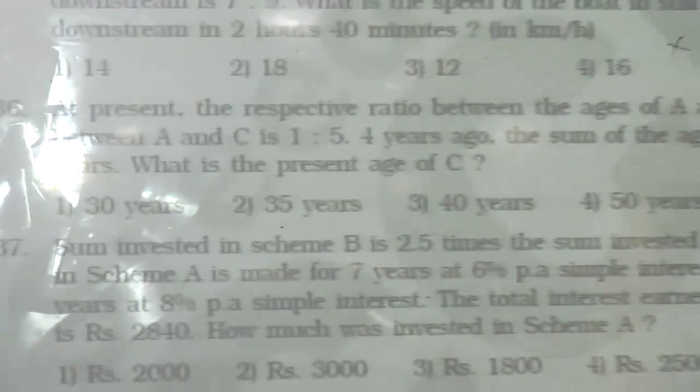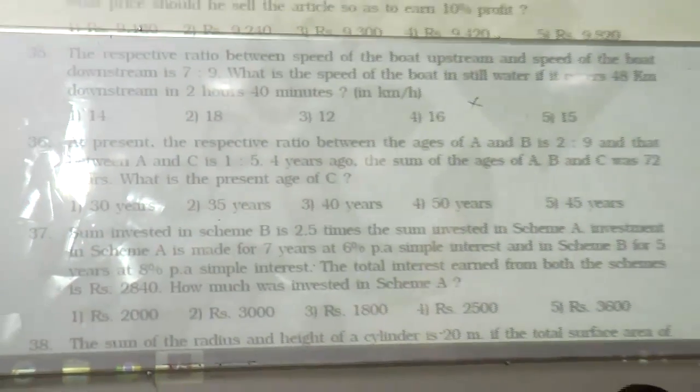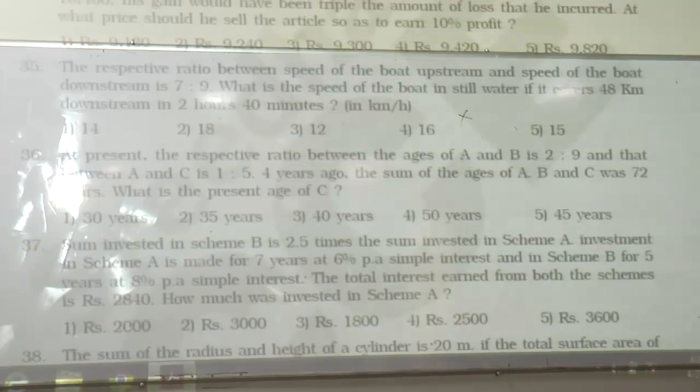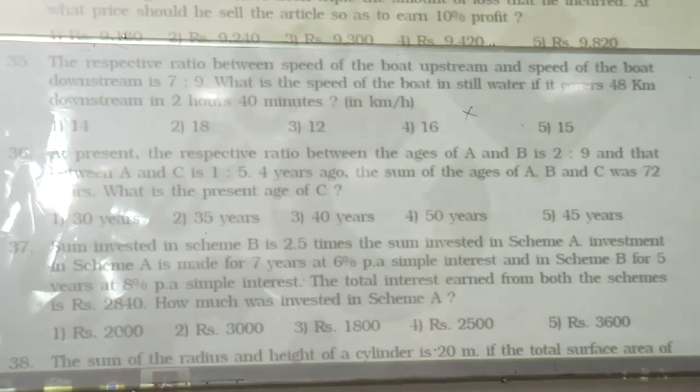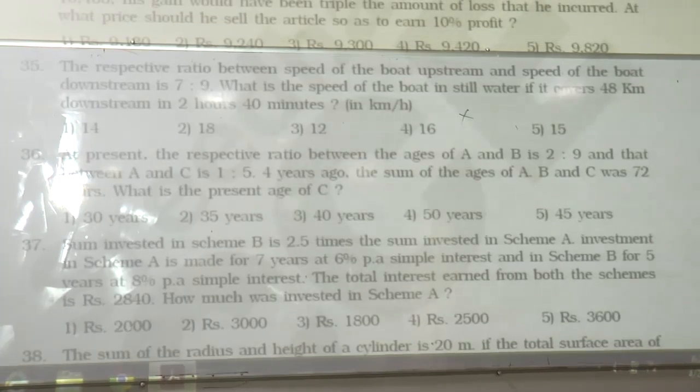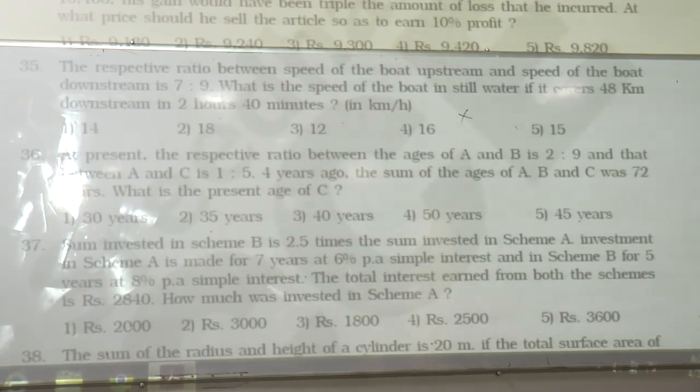36. At present, the respective ratio between the ages of A and B is 2:9 and that of A and C is 1:5. 4 years ago, the sum of ages of A, B, C was 72 years. What is the present age of C?